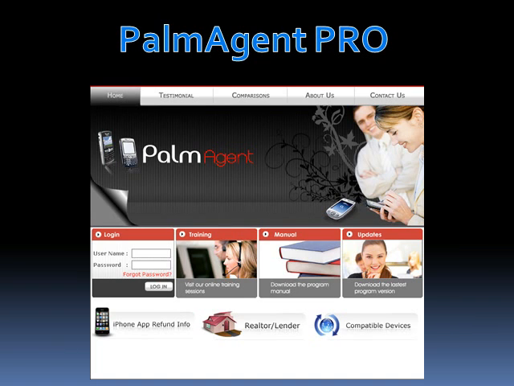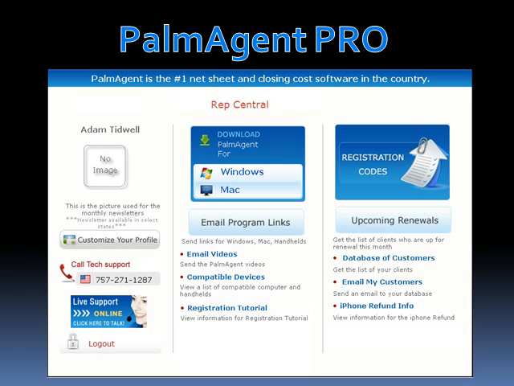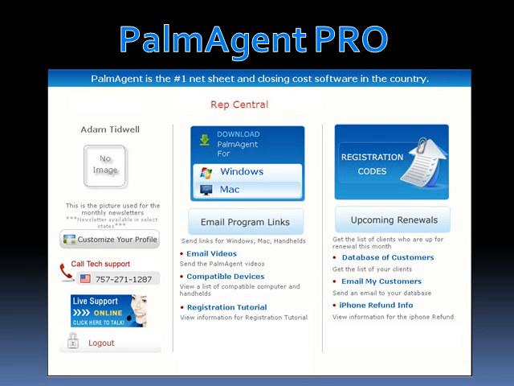In this tutorial, we're going to go through all of the new features of PalmAgent Pro. But before we get to that, let's do a little refresher on downloading and registering. Just log into your website using your username and password. Once logged in, we'll be taken to the Rep Central page. To download the program for desktop, we click on either Windows or Mac, and we'll click on Windows.